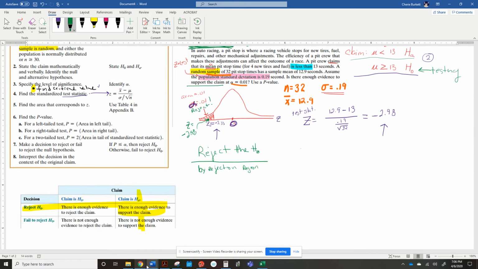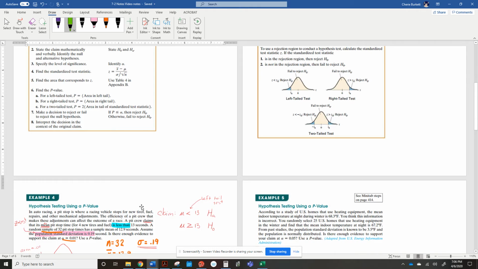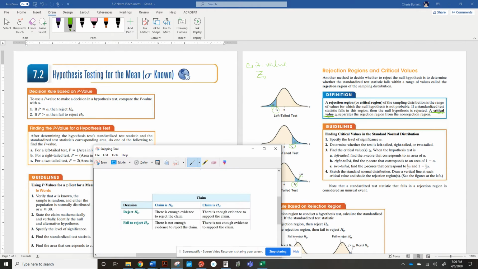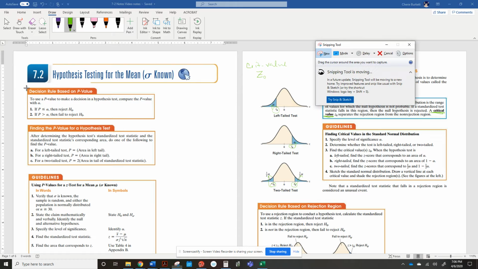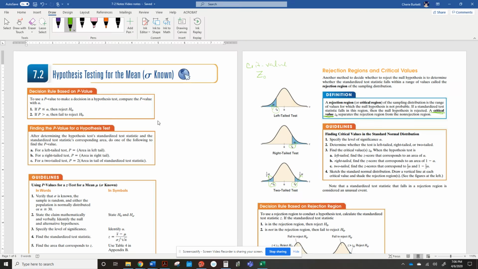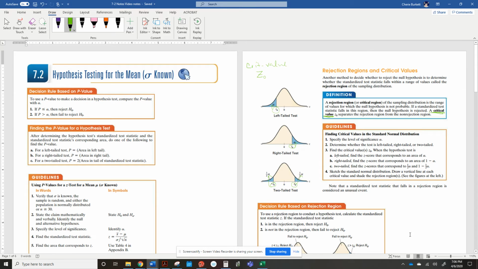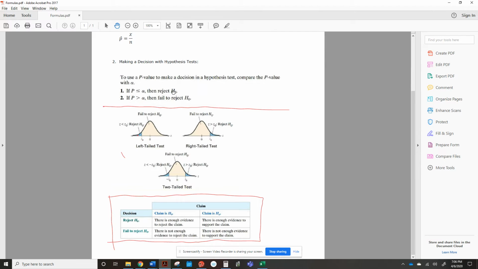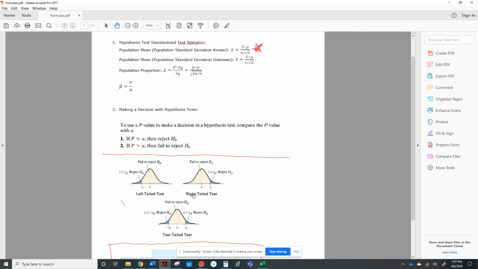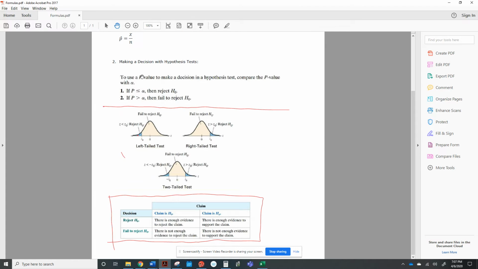Let's see. I forgot. I'm going to bring this over here and grab this. The decision based on P, that's what we're looking at over here. And by the way, remember the formula sheet? There it is right there. This is on your formula sheet, so I'm not going to make you memorize this. This is rejection by p-value. This is rejection by rejection region. And then this is how you interpret your results. So this is what your formula sheet looks like. You're given these things that I'm using.